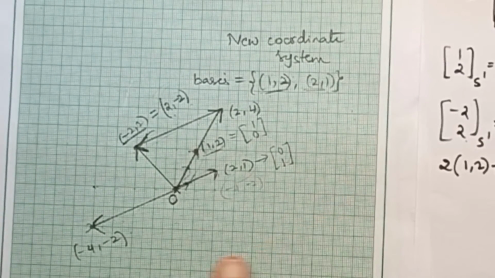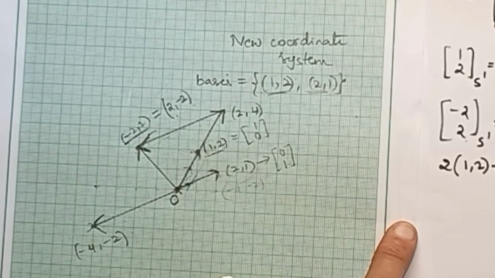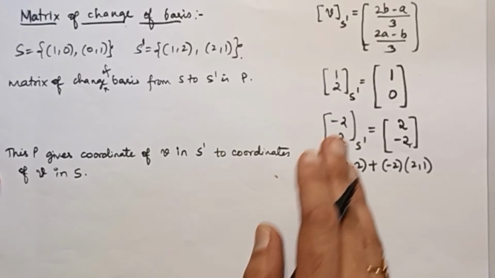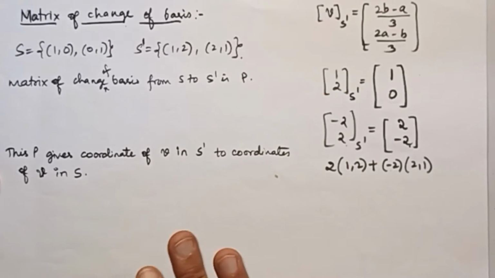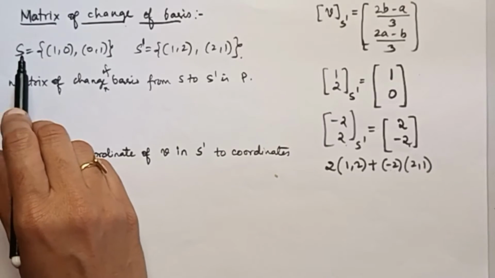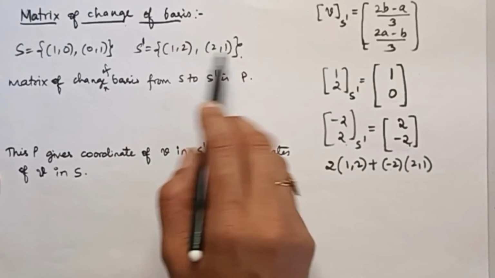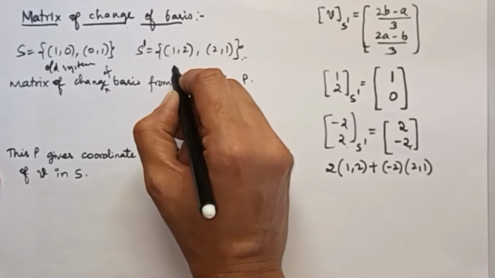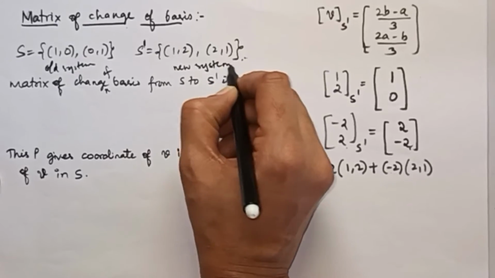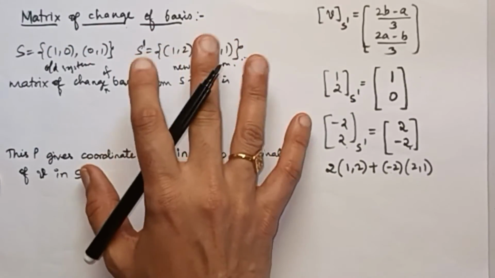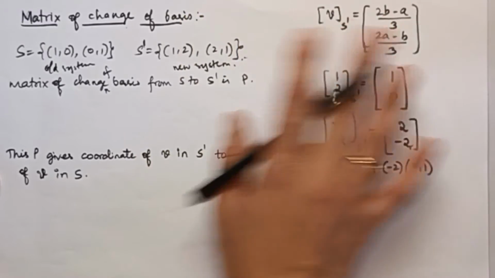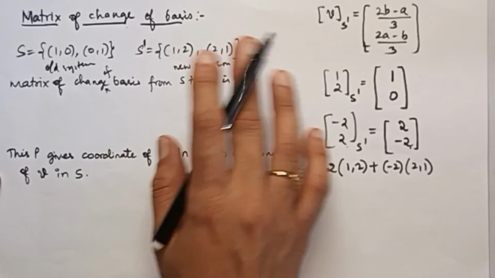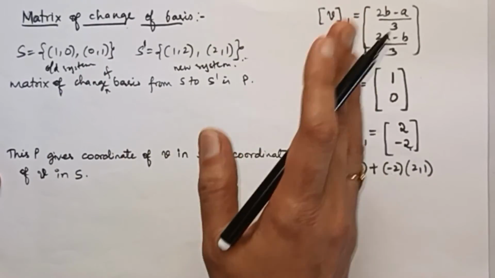Now I want the matrix of change of basis. Matrix of change of basis can also be used to find the coordinates of vectors between the two different systems. For example, S is the standard basis, S dash is the new basis. You can call this the old system and this the new system. In the new system, the coordinates are very different from those of the old system. When you change basis, there will definitely be a change in coordinate systems as well.